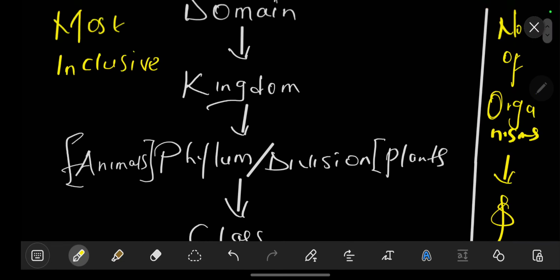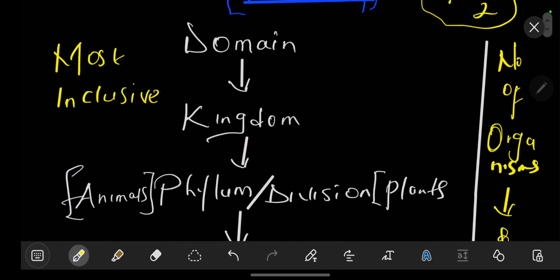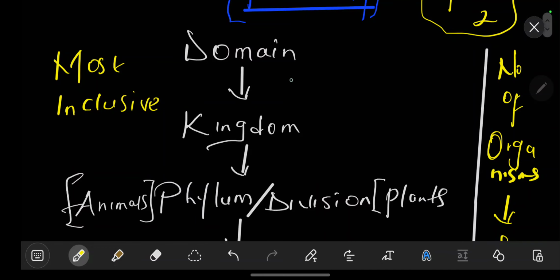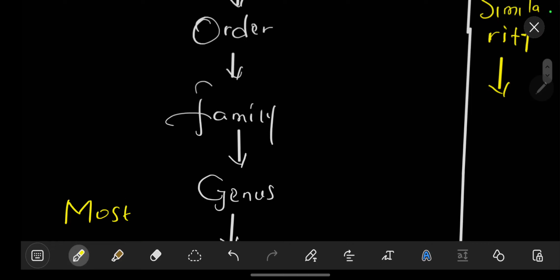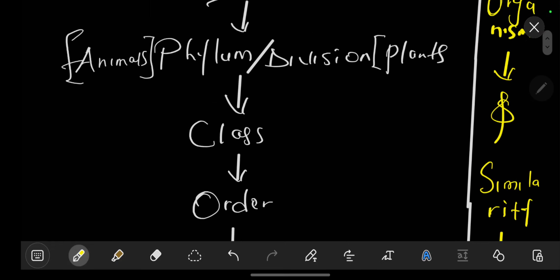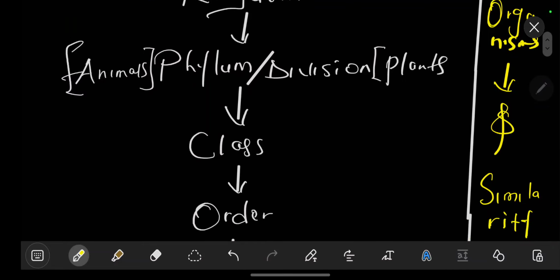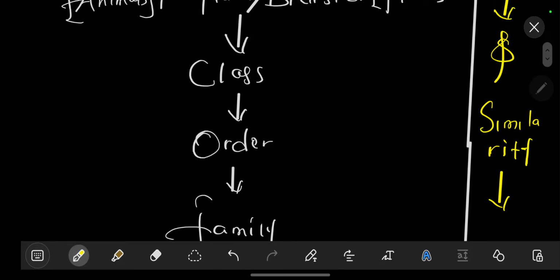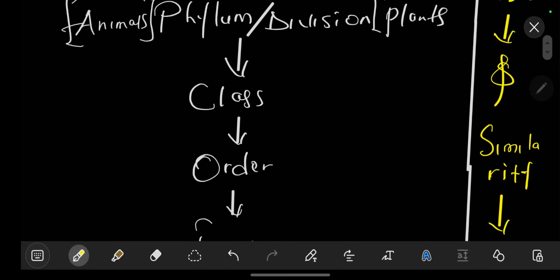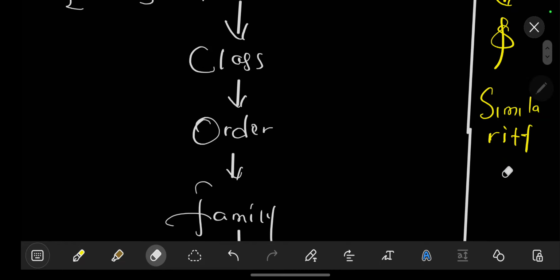Then the third thing we talked about is the number of organisms and the similarity. So it means this top part, the domain, kingdom, phylum or division, will have the highest number of organisms. Then the bottom part, like the genus and species, has the lowest number of organisms. Then as we're going down, organisms tend to be more similar from top to bottom. So it means the bottom part will have higher organism similarity.